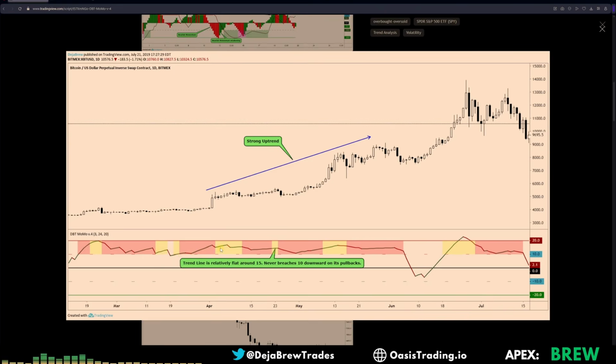It's basically telling you, hey, this is a very strong trend. You do not want to be trading against it. You want to be following that trend, basically looking for your responsive signals.